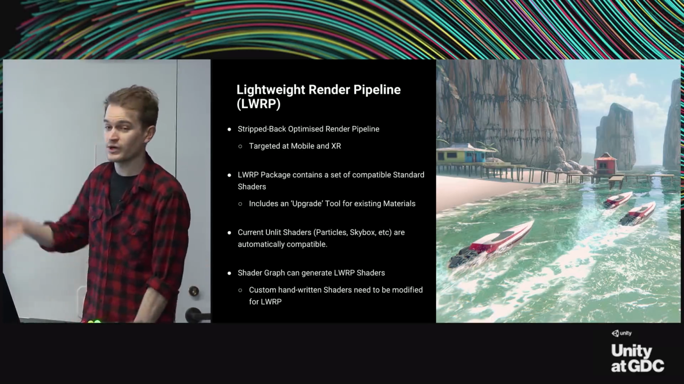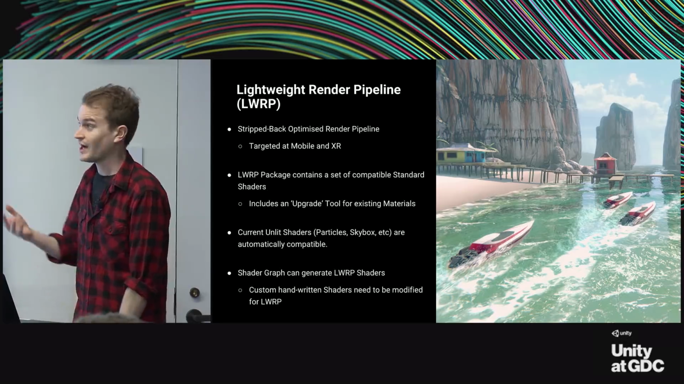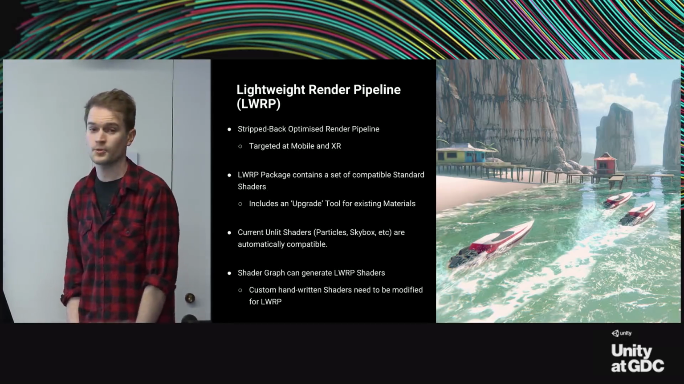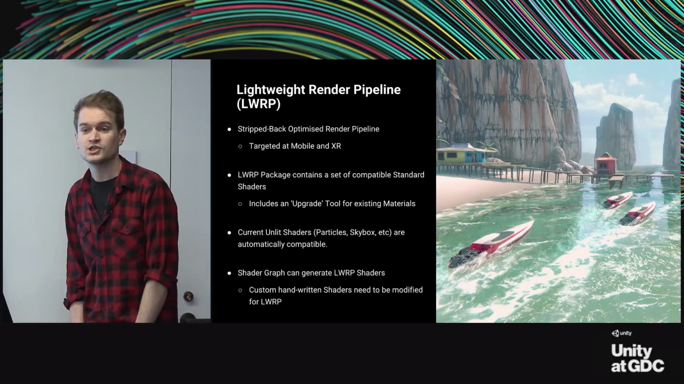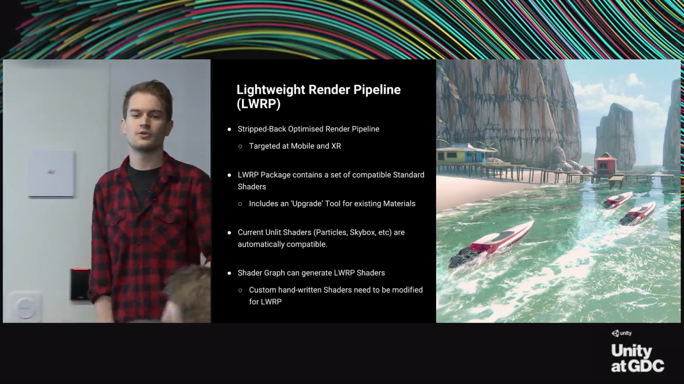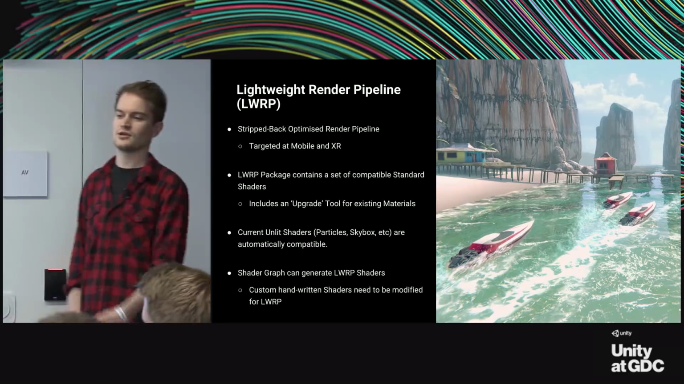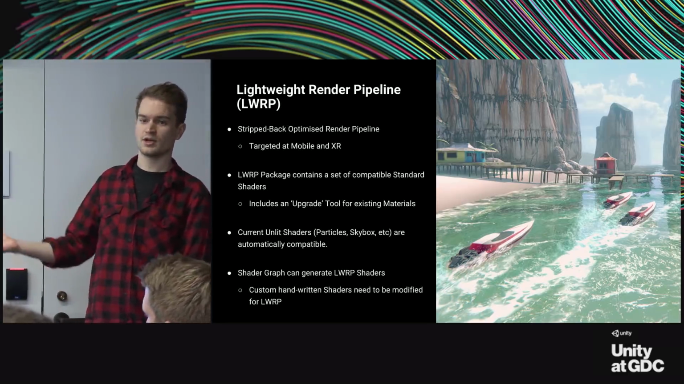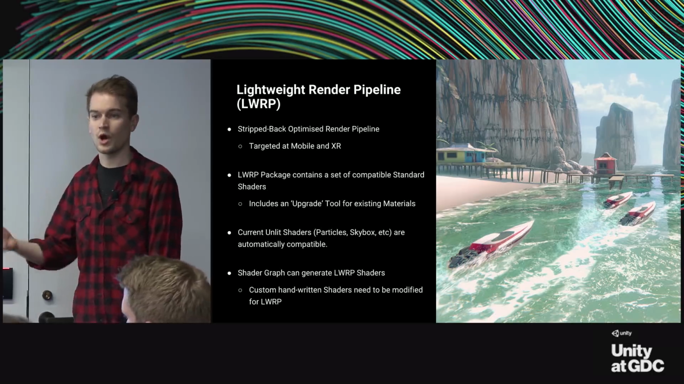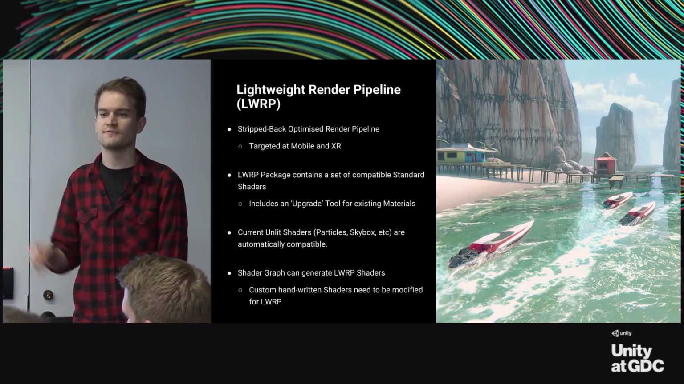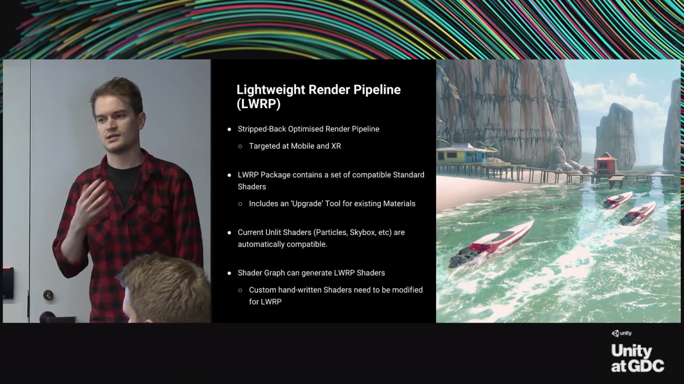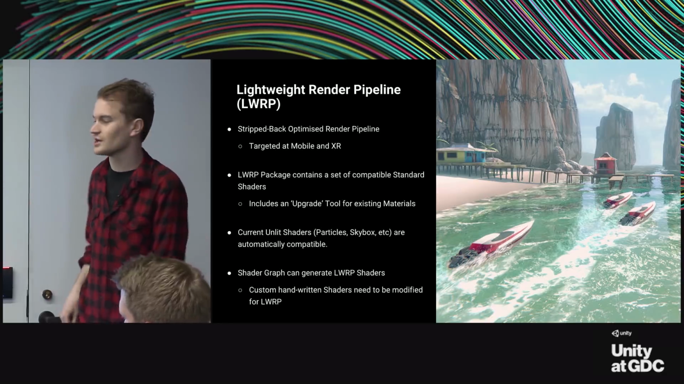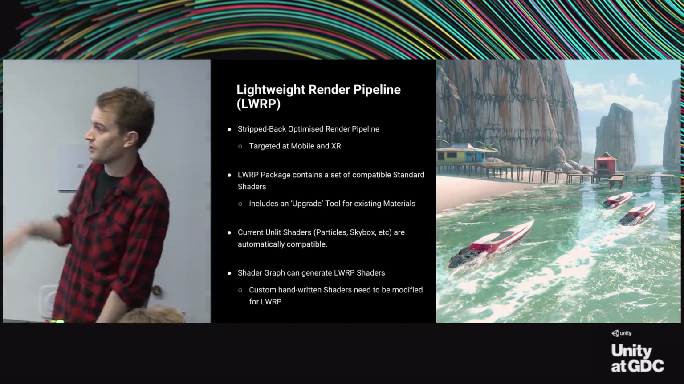So when you bring in the lightweight render pipeline package, and I'll show you how to get it, it contains a set of compatible standard shaders, and includes an upgrade tool for existing materials. So if you currently use materials using a lot of built-in systems in Unity, like the standard shader, you can upgrade these to support this render pipeline, because each render pipeline will require shaders to be configured or tweaked for it. Kind of like when we added GPU instancing, you have to tweak your shaders to support it. I'll show you how that works.